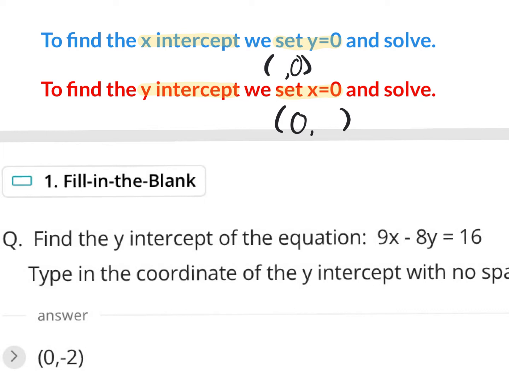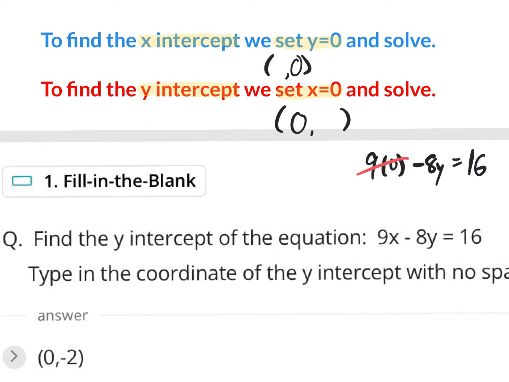Anyway, what does this question ask? It says find the y-intercept of this equation. So how do we find the y-intercept? You set x equal to 0 and solve. So here's x, just put a 0 right there. Let me rewrite it: 9 times 0 minus 8y equals 16. That's really easy to do because anything times 0 becomes 0 and disappears. So in reality, all you have is this simple one-step equation, negative 8y equals 16.